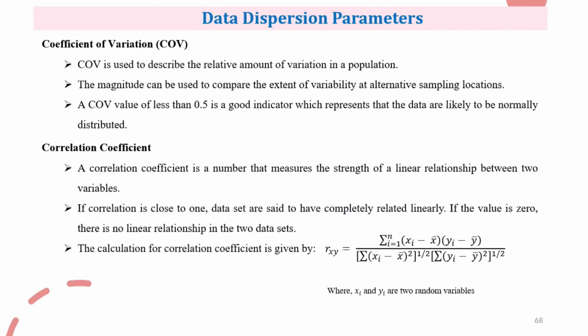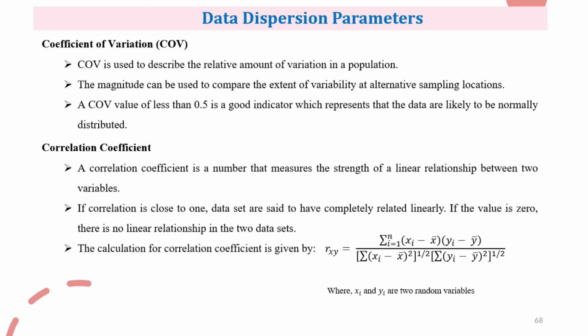Coefficient of variation (CV) measures how much variation exists in relation to the average value. It's calculated by dividing the standard deviation by the mean. The lower the CV, the more consistent the data is. If CV is below 0.5, the data is likely well behaved.